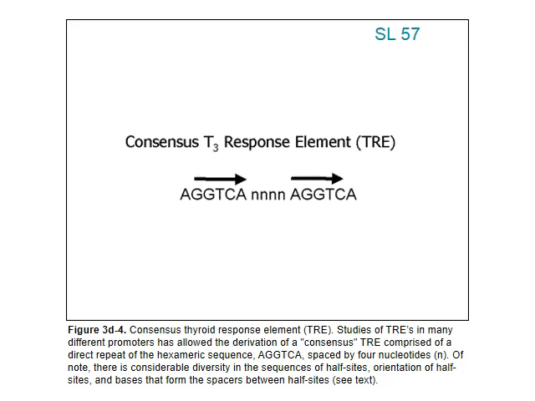So this is just an example of a thyroid hormone response element. You see here you have AGGTCA followed by 4 nucleotides of any variety, followed by another AGGTCA. This response element binds to the thyroid hormone receptor, but the thyroid hormone receptor only binds there if it's bound by thyroid hormone.